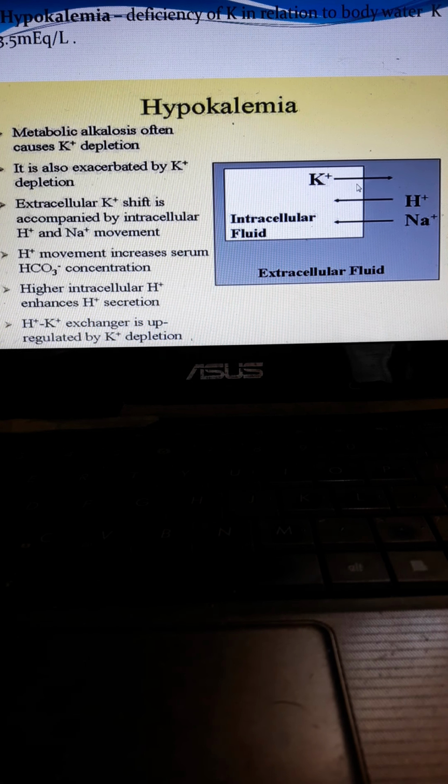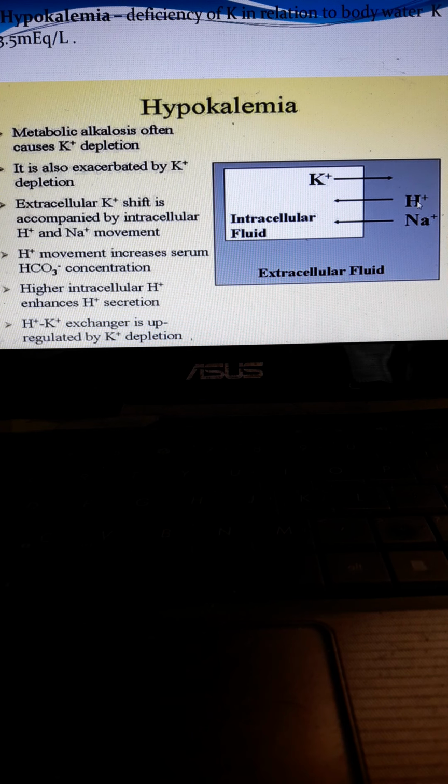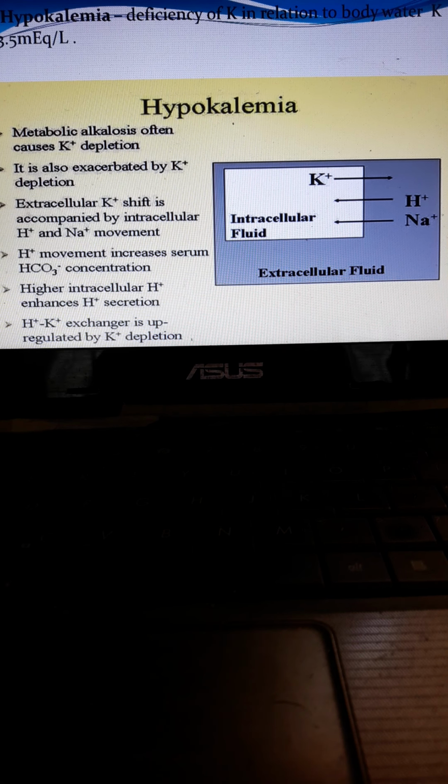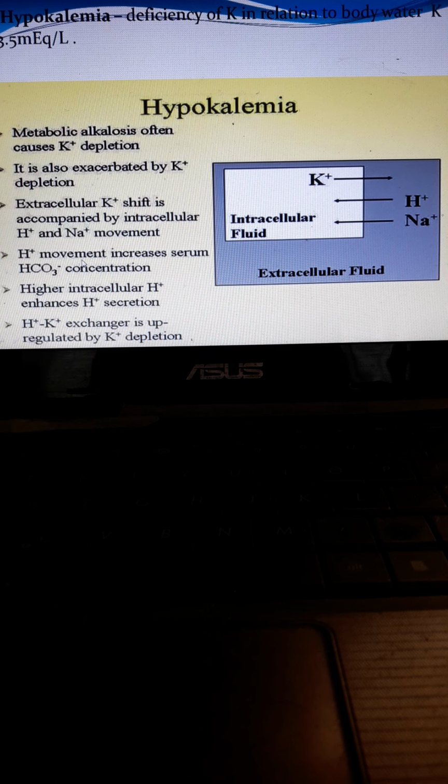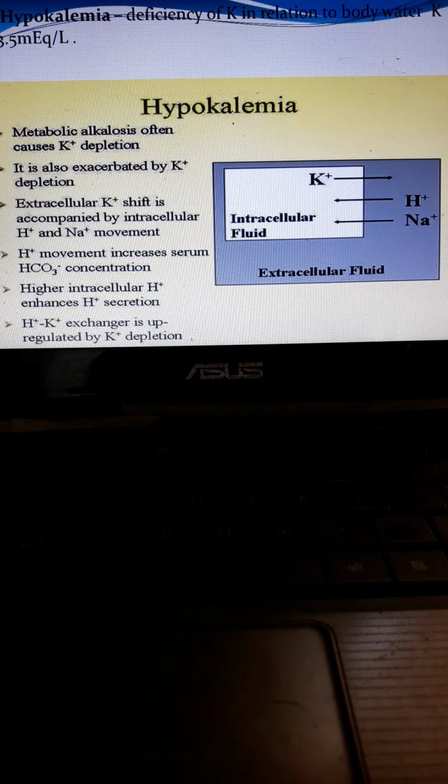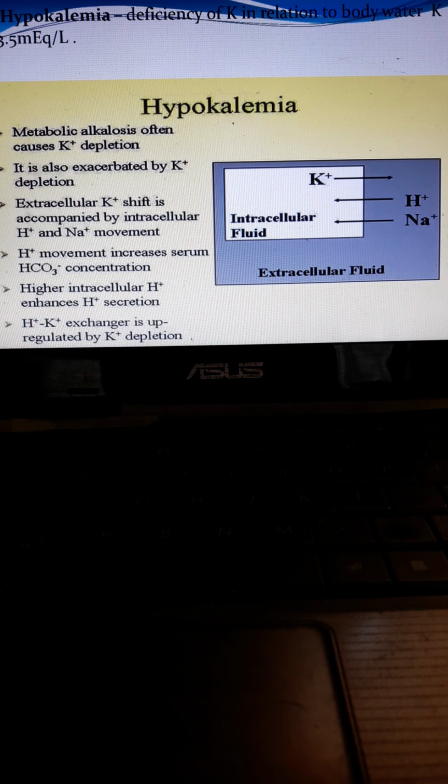Extracellular, meaning there is a sodium potassium pump. Hydrogen ion and sodium ion enter the intracellular space, and the potassium ion will exit, to balance the charges inside and outside of the cells. Hydrogen movement increases serum bicarbonate concentration, because hydrogen will bond with carbon dioxide or bicarbonate ions to form bicarbonate. Higher intracellular hydrogen enhances sodium secretion and hydrogen secretion.